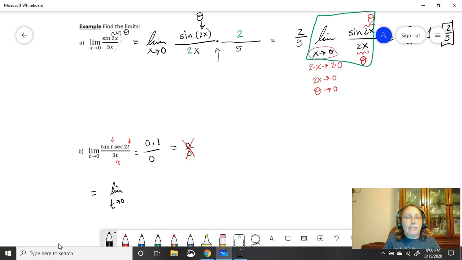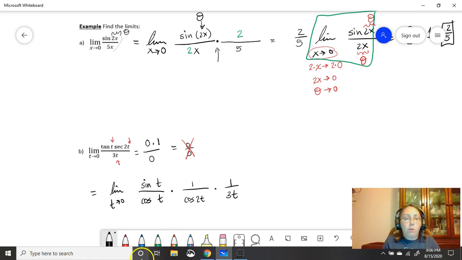Well, let's use some trig identities. What is tangent? Tangent is sine over cosine. Don't forget to put the t in the top and the bottom. Times, notice I'm separating stuff out. I'm going ahead separating because that's going to help me analyze better. Secant of 2t. Secant is 1 over cosine of whatever the angle was, it stays inside. Don't forget that bottom, the 3t is still there, okay?